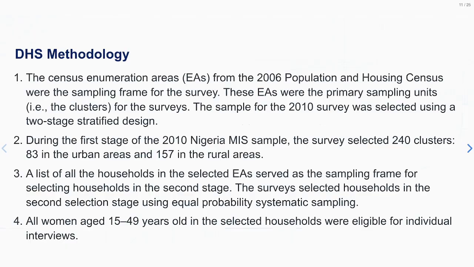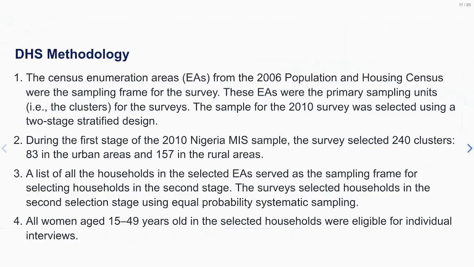And so as an example, in the 2010 malaria indicator survey, the sample was selected using a two-stage stratified design. During the first stage, the survey selected 240 clusters, 83 of them in the urban areas and 157 in the rural areas. And so you note that this constitutes the strata used, urban versus rural areas.